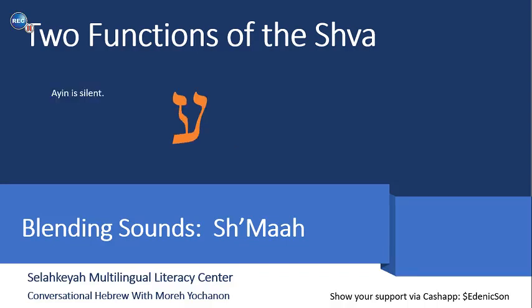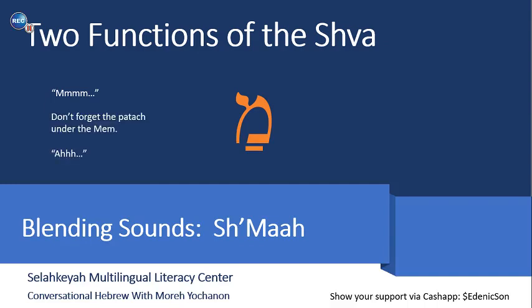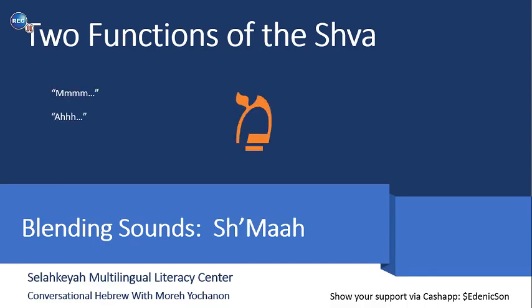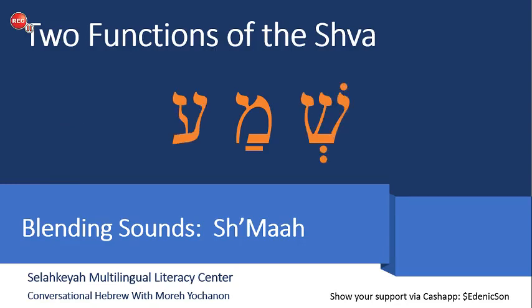Ayin, of course, is silent. It carries no sound. Shh. But don't forget, the patak under the mem makes an ah sound. Shh. Ah. Let's try it all together. Shh. Ah. Shma. Shma.